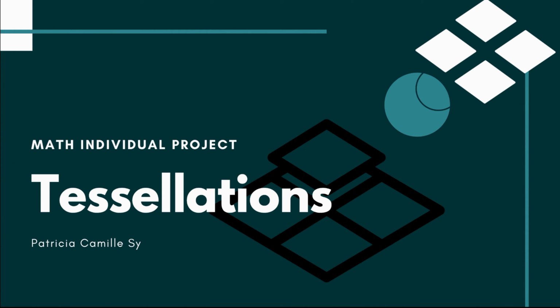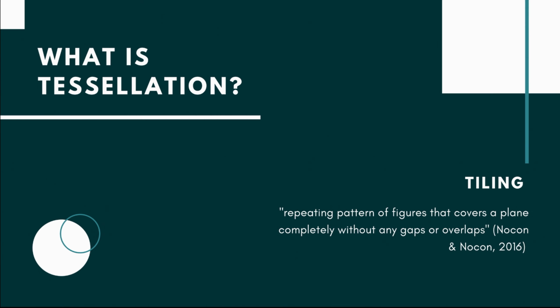and beauty of tessellations. But of course, before I get into where we exactly see it, we have to first understand what a tessellation is. So, what exactly is a tessellation? Well, according to Knockan and Knockan, a tessellation is a type of tiling that has a repeating pattern of figures that cover a plane completely without any gaps or overlaps.